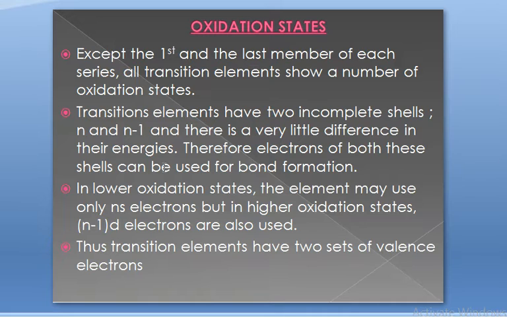Why do they show a number of oxidation states? There's a reason, point number 2 in this slide. Remember the general configuration of d block elements: the last electron enters the n-1 d orbital of the penultimate shell, and their outermost shell n is also incomplete. So they have two incomplete shells, n the valence shell and n-1 the penultimate shell. And there isn't much difference of energy between n and n-1. n-1 is immediately ahead of the valence shell n. Therefore they can use both the electrons present in n and the electrons present in n-1 as their valence electrons.